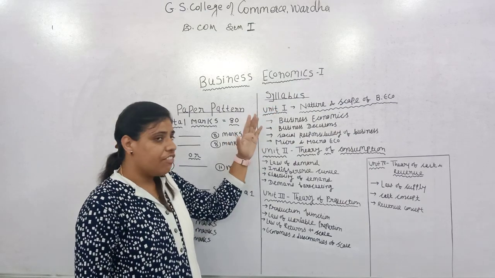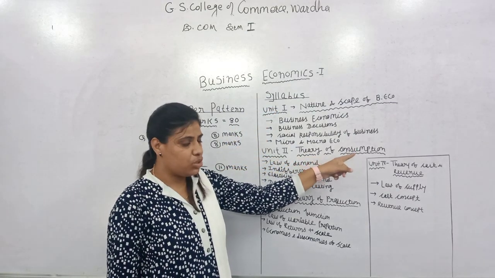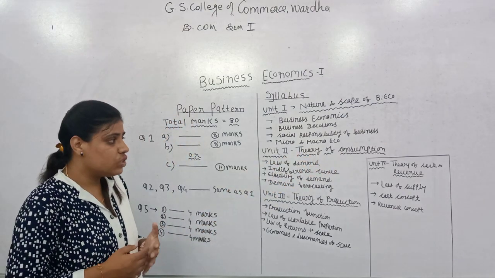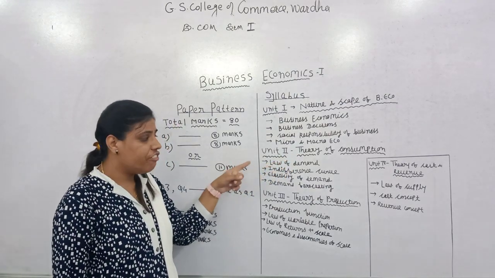Here we are done with our first unit. Then we have the second unit, which consists of theory of consumption. Under this unit, we are going to study the different laws and consumption. So the first chapter under this unit is law of demand.